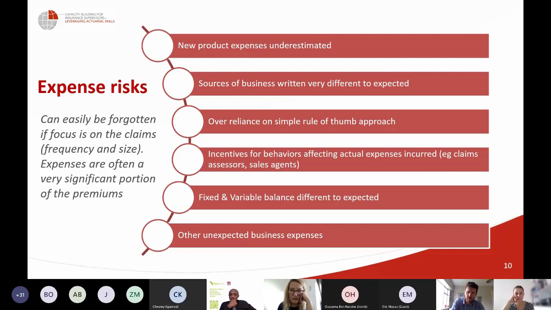I think that's it in terms of insurance risk. I'd like to get more discussion from people, but in terms of keeping moving, I'll stop now and pass back to Elias to talk about market risk.